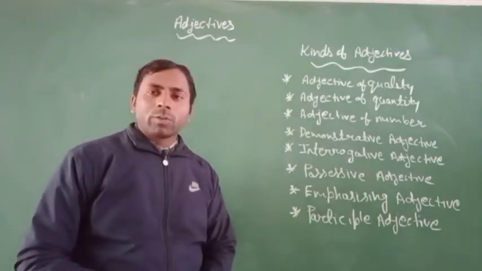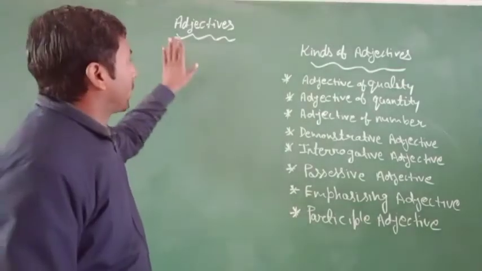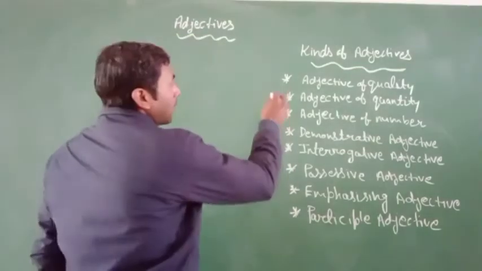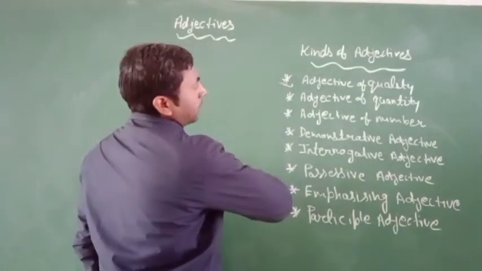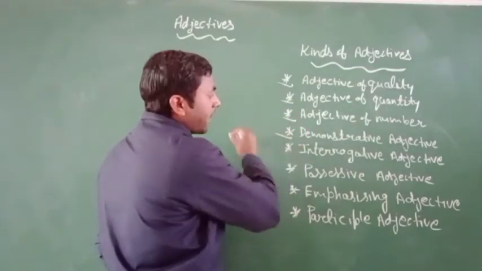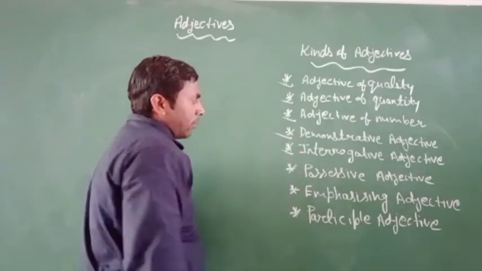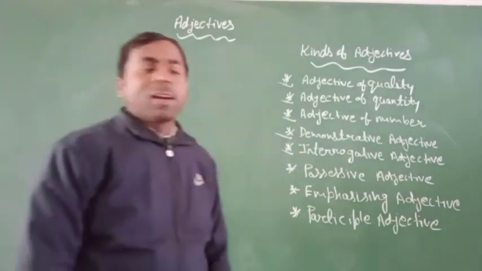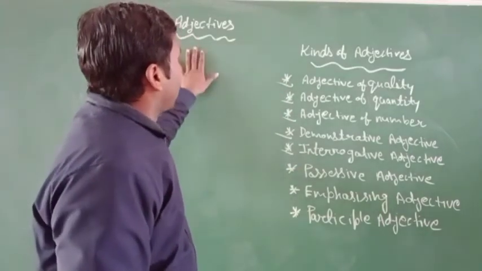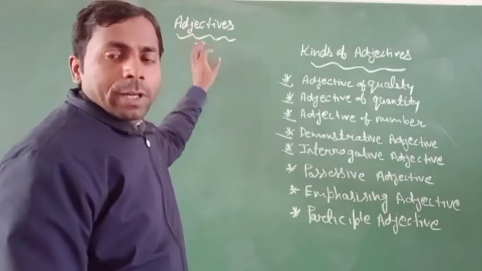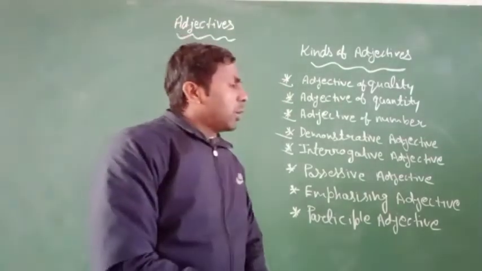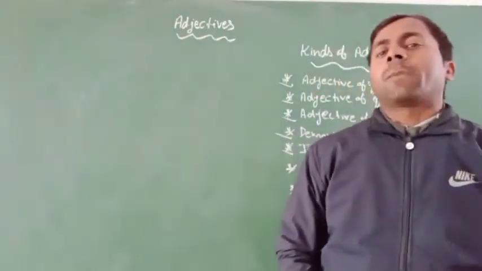Today we are going to discuss the third part of this topic. The topic is adjective. In the first and second part we have learned about the adjective of quality, adjective of quantity, adjective of number, demonstrative adjective, interrogative adjective. So I hope you all understand all these topics, and you also understand what is the meaning and how we can use the adjective in a sentence and how we can identify it in a sentence. Clear? So let's start and learn more parts of this topic.